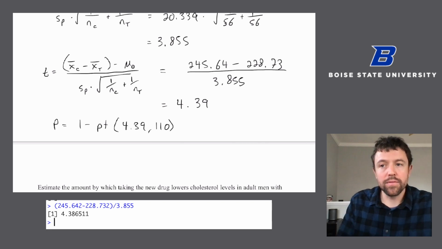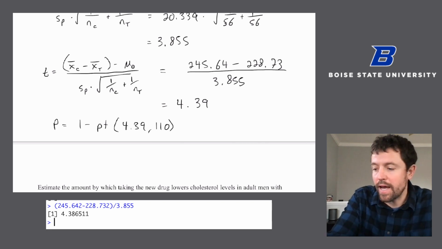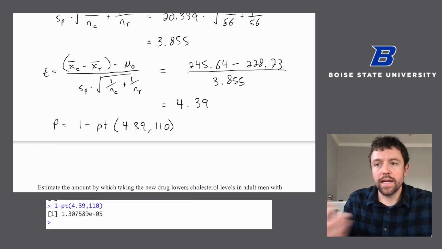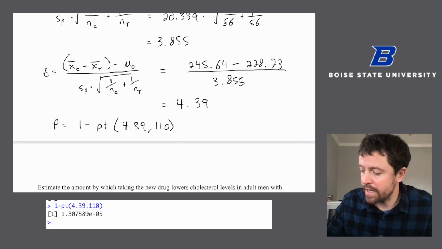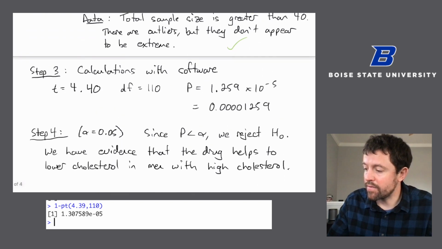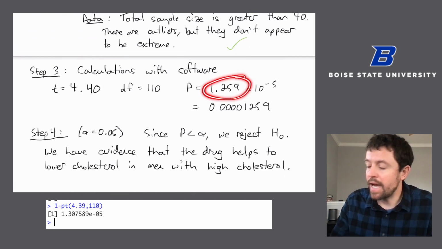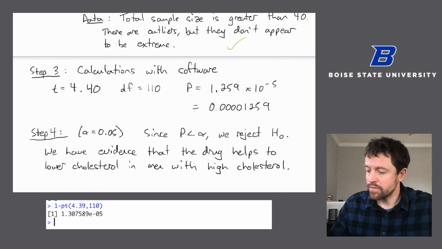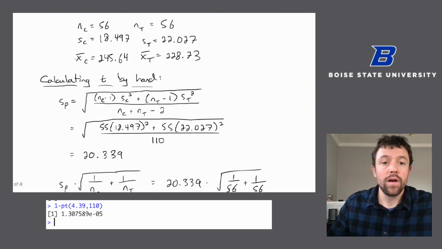So it's not like the unequal variance situation where your p-value is just an estimate, right? This p-value is actually, up to rounding error, exactly the same as what we would have gotten using software, right? 1.31 times 10 to the negative fifth versus 1.259 times 10 to the negative fifth. This is because of that rounding error that was introduced.